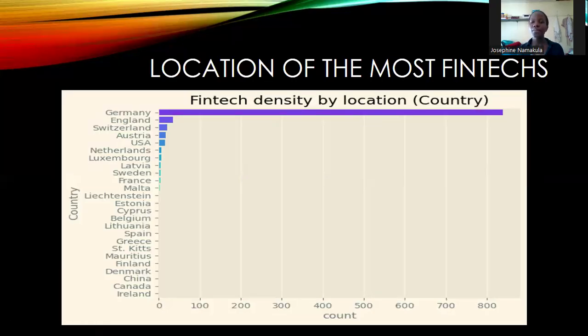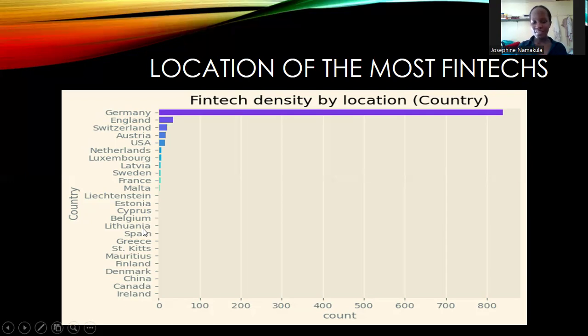I wanted to know where the most of the fintechs were located, since the dataset had very many features to compare. So I saw that most of the fintechs were located in Germany, followed by England, Switzerland, Australia, USA, Netherlands, Luxembourg, Latvia, Sweden, France, and last in Malta. So these ones here, they had very few fintechs.